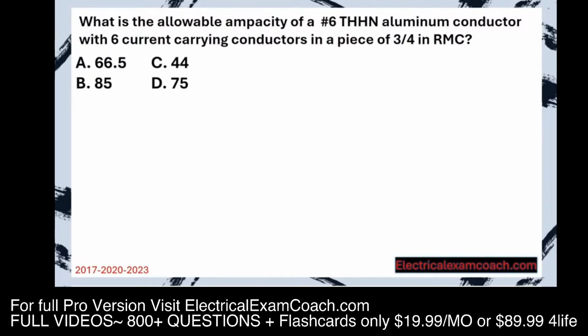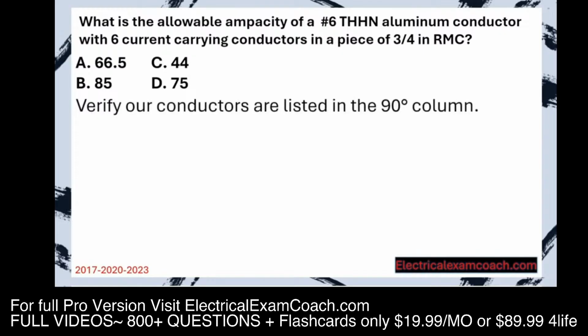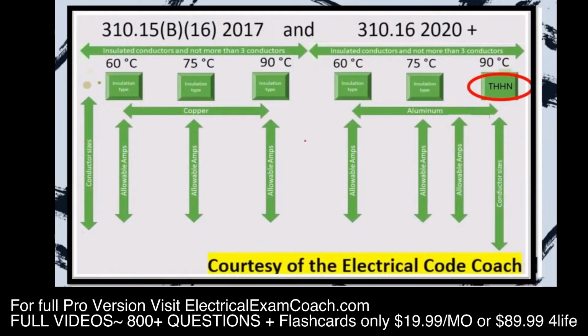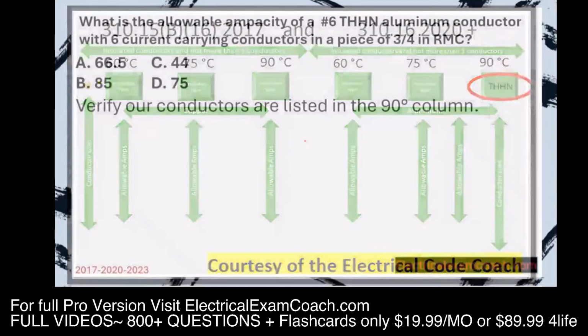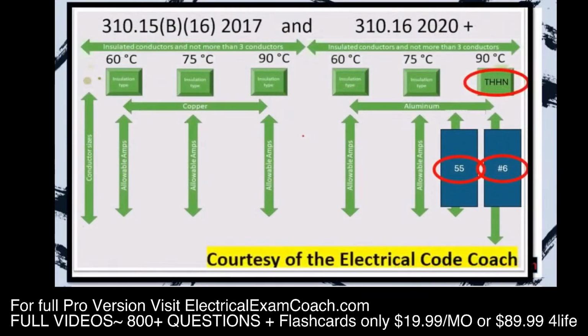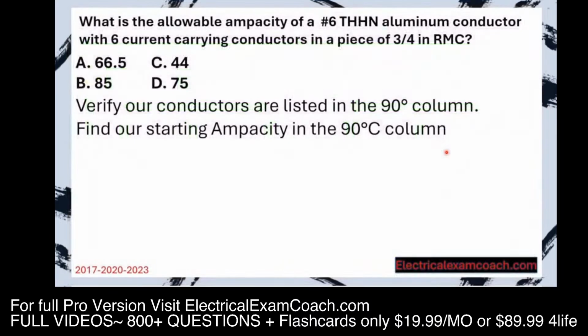What is the allowable ampacity of a number 6 THHN aluminum conductor with 6 current carrying conductors in a piece of 3/4-inch EMT? Step 1, we're going to verify that our conductors are listed in the 90° C column. We head there now, but we're on the aluminum side because the question requested aluminum conductors, and we find that THHN is there. Now we find our starting ampacity in the 90° C column. We head to our primary ampacity table on the aluminum side, and we slide down until we find a number 6. Then we cross over and find that our starting ampacity is 55 amps.